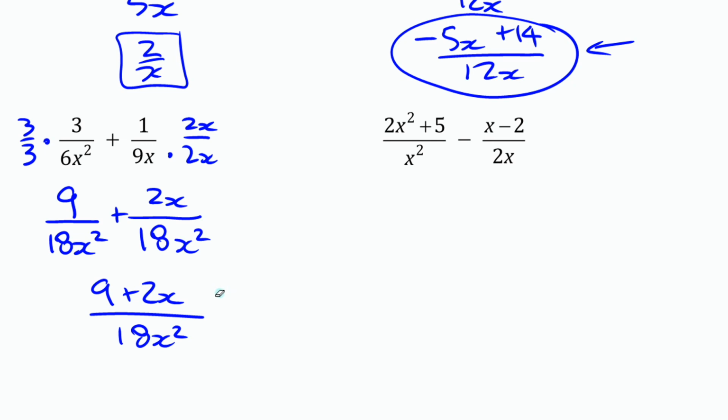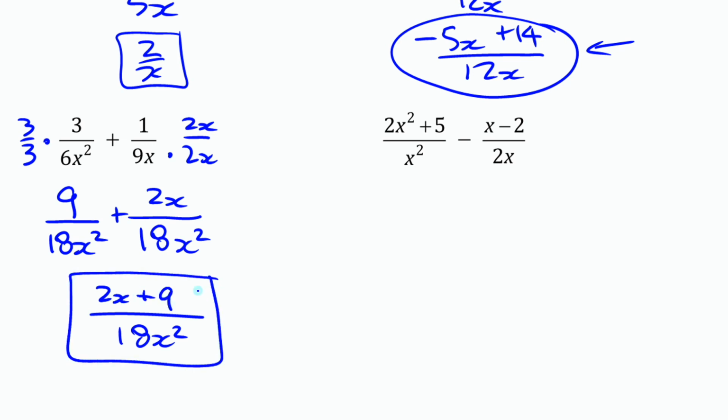Or if you like it in the other order, instead of 9 plus 2x you can write it as 2x plus 9. It's entirely up to you. But that's the simplest version of that expression that we started with. There's no way to reduce that at all. It looks like you have 9 and 18 here, and maybe you start to think that you could start crossing some things out, but remember, you can't cross off part of a binomial with anything on the bottom.